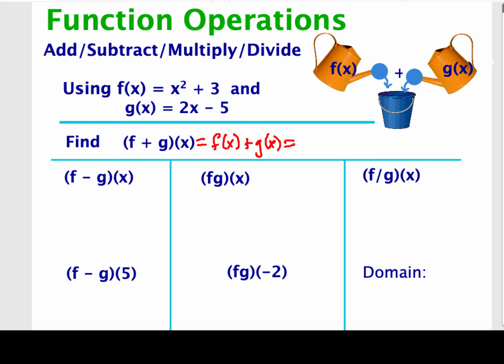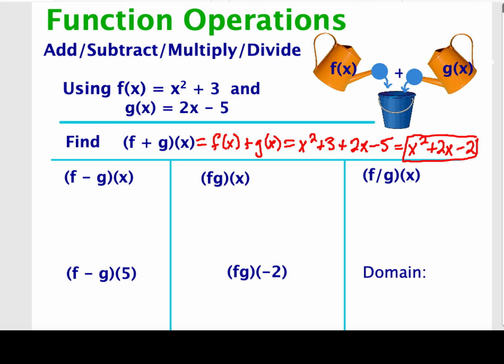Which means what we really want to do is take f of x, which was again x squared plus 3, and we want to add on, right? We're just doing a sum. We add on 2x minus 5, and basically it just comes down to adding like terms. So we've got an x squared, we have a 2x, and we have a common term, so 3 and negative 5 would be a negative 2, and that becomes f plus g of x.